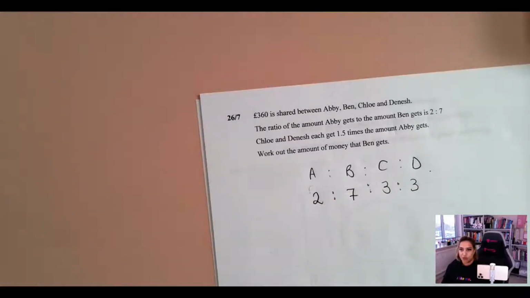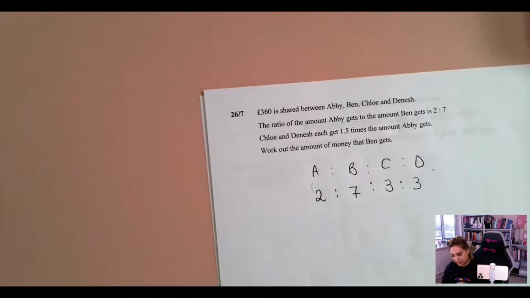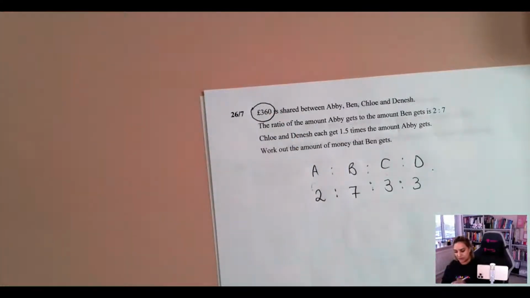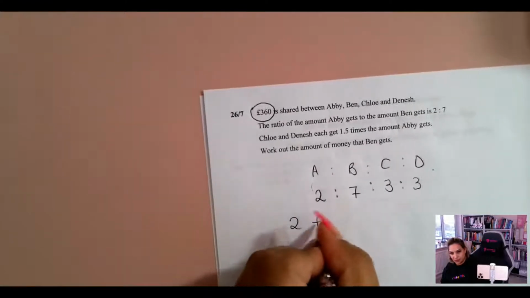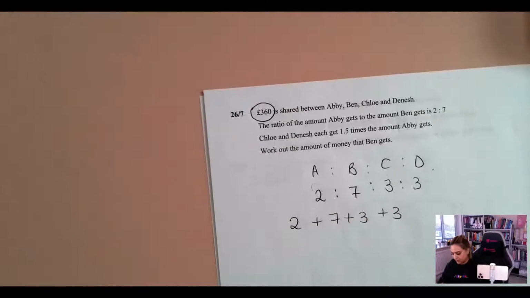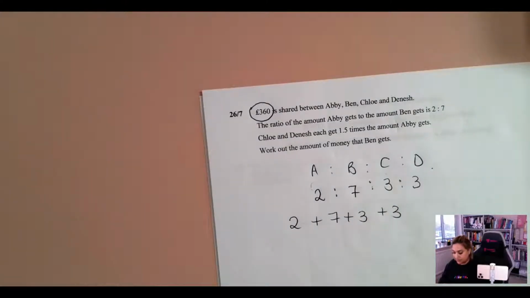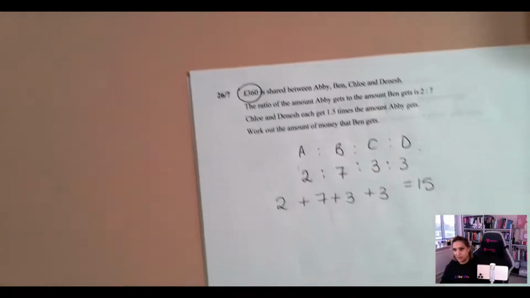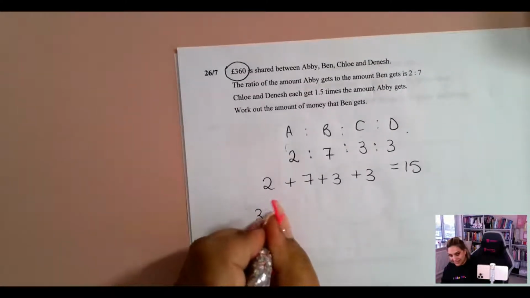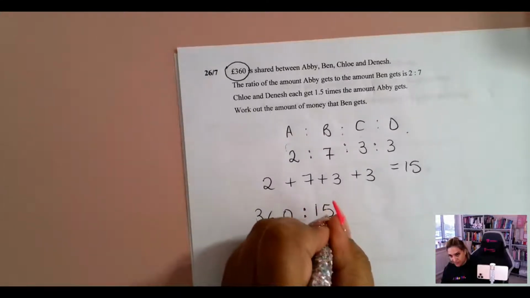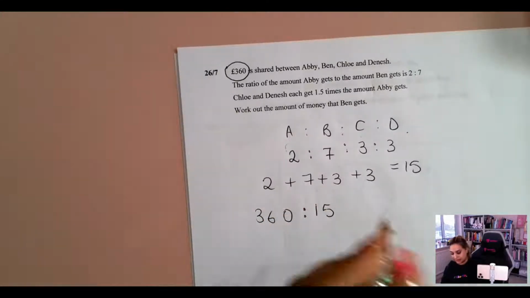Right, we know the total amount is 360. So let's add up all of these: 2 plus 7 plus 3 plus 3, which gives you 15. So we know 360 is equivalent to 15. So this is what we're going to type in our calculator.